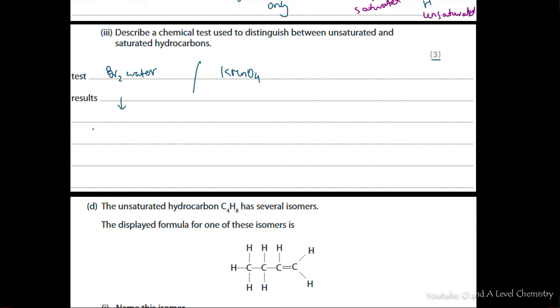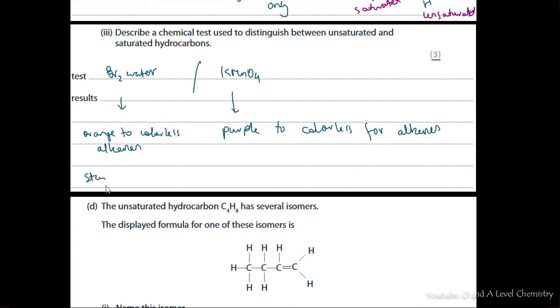And then the result. For bromine water, what happens is the color changes from orange to colorless for alkenes. And for this guy, the color changes from purple to colorless for alkenes. So saying this, either of these 2 is going to get you the second point.